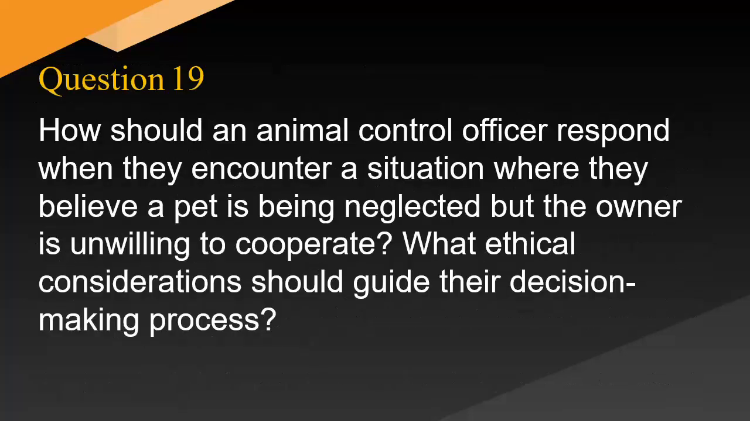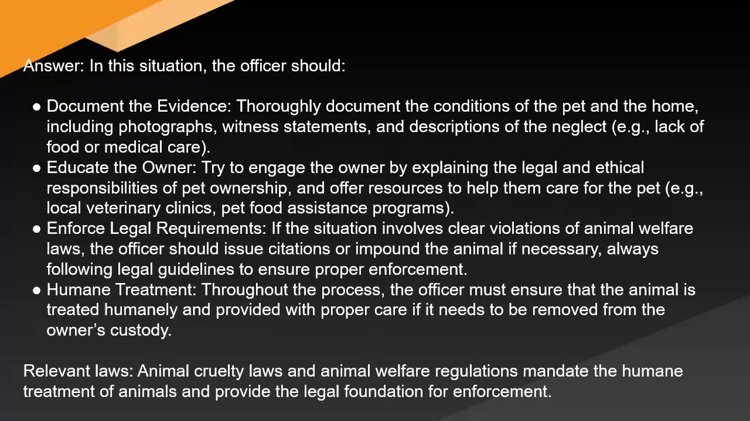How should an animal control officer respond when they encounter a situation where they believe a pet is being neglected but the owner is unwilling to cooperate? What ethical considerations should guide their decision-making process? Answer: in this situation, the officer should document the evidence, thoroughly document the conditions of the pet and the home, including photographs, witness statements, and descriptions of the neglect, e.g., lack of food or medical care.